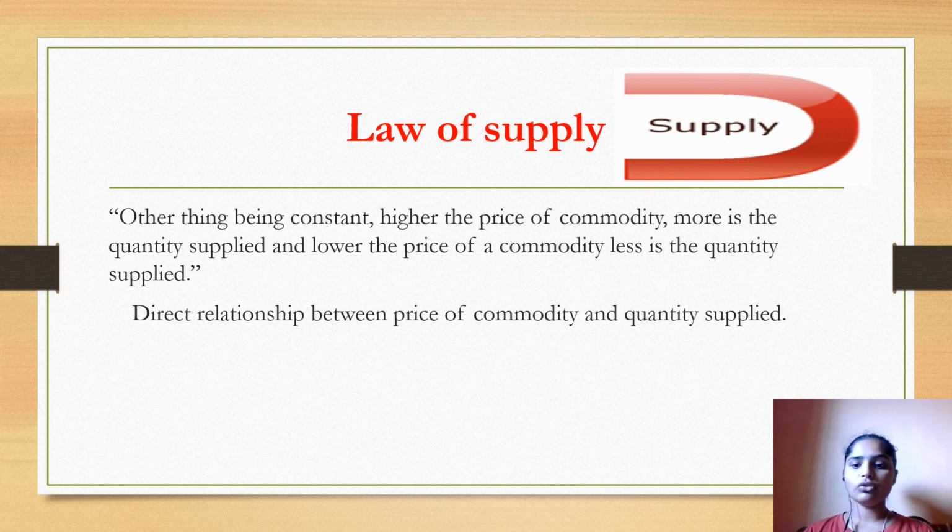After the meaning, now we will see the law of supply. Other things being constant, the higher the price of a commodity, the more is the quantity supplied, and the lower the price of a commodity, the less is the quantity supplied. A direct relationship between the price of a commodity and quantity supplied is what the law of supply states. Next, we will see the supply curve, whether it is upward or downward.